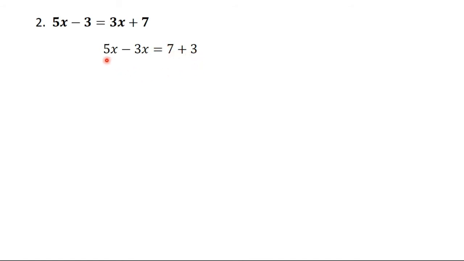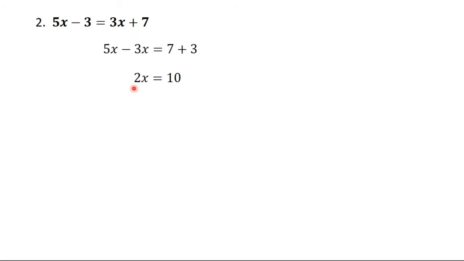We know from indices that 5x minus 3x will give us 2x, because we are going to subtract the coefficients. So 5 minus 3, that will give us 2. Then you attach the variable to it, so 5 minus 3, which is 2. The variable there is x, so 2x. If you want to understand how this is done, watch the video on addition and subtraction of algebraic expressions, and you will understand how this part here is done. 7 plus 3 will give us 10.